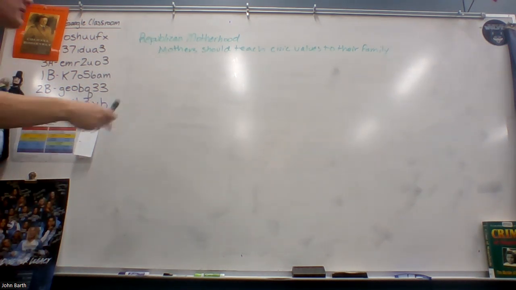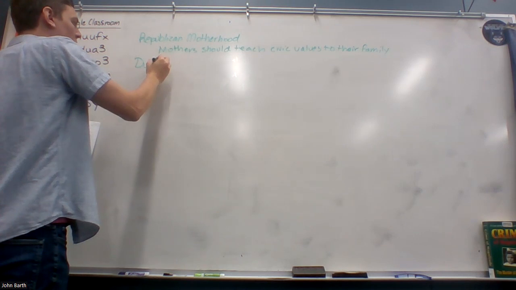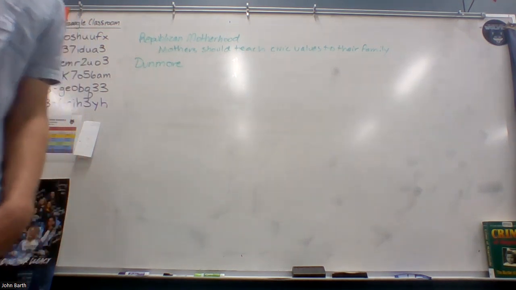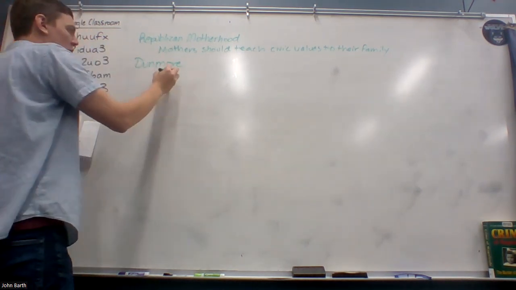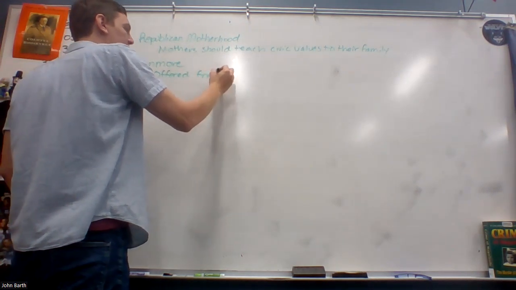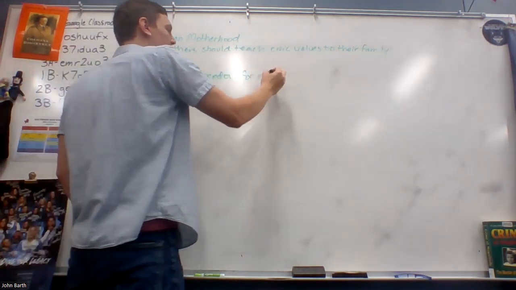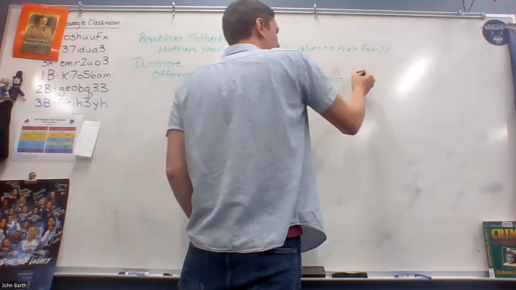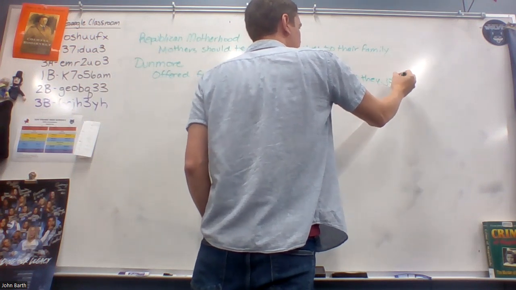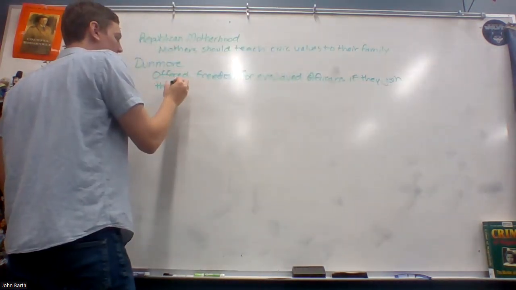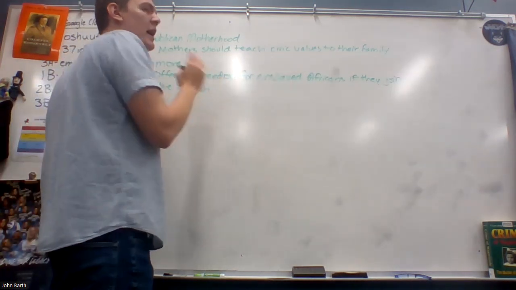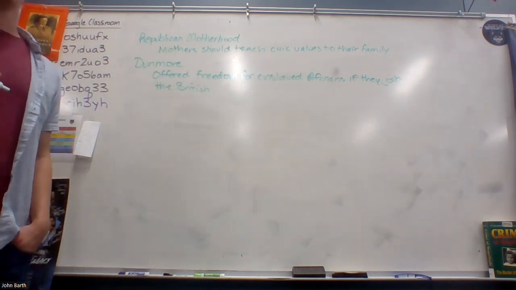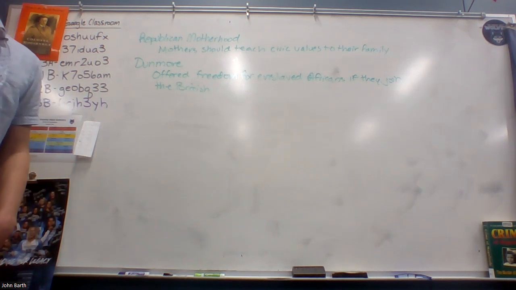Oh, yeah, Dunmore. Dunmore's proclamation was when they offered freedom for enslaved Africans if they joined the British. And we talked about how about 30,000 enslaved Africans would take this opportunity and would gain their freedom through this.